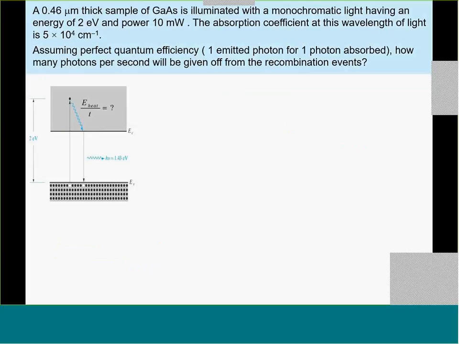All right. So assuming perfect quantum efficiency, one emitted photon for one photon absorbed, how many photons per second will be given out from the recombination event? So how are you going to go about getting the number of photons per second? We know already how much energy has been absorbed, isn't it?